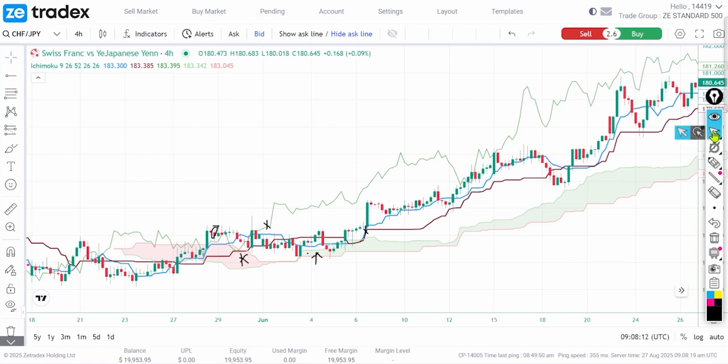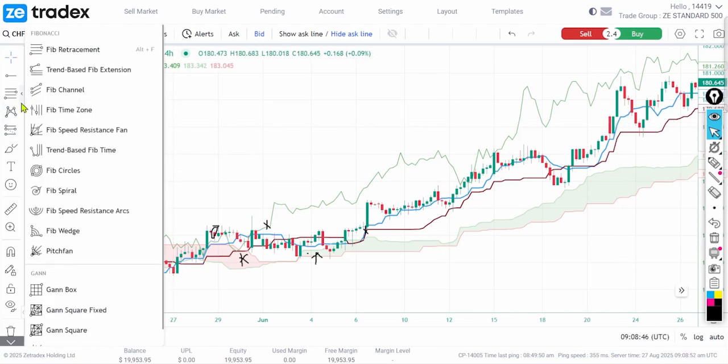Let's see if this was a valid trade. And another thing that you should take into consideration is that if you see a thick cloud, you know that the trend is very, very strong. And when the cloud is below the price, it is considered a trend continuation. Let's see if this is a valid trade.